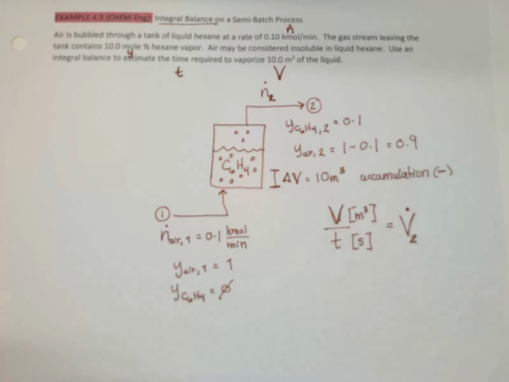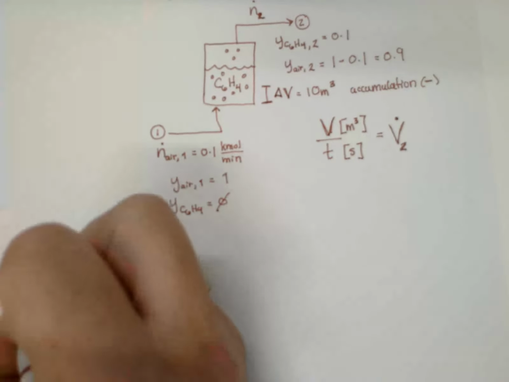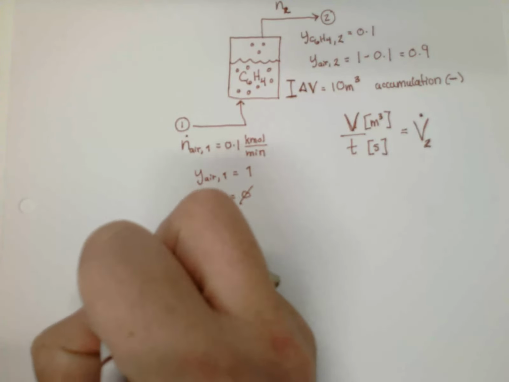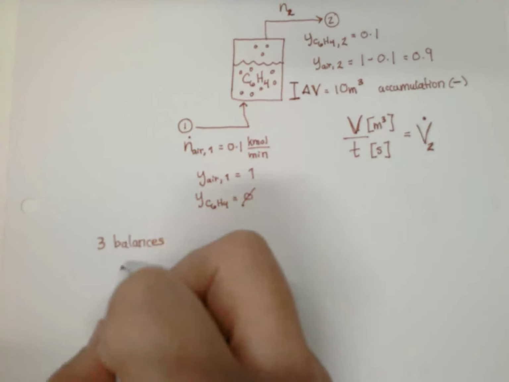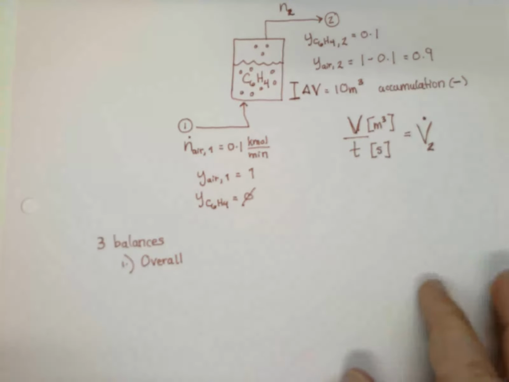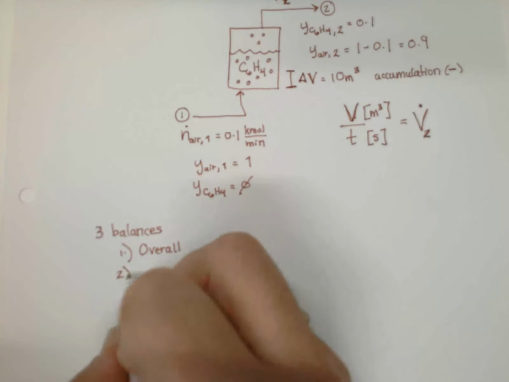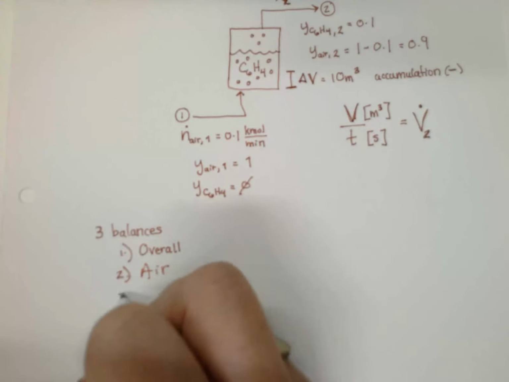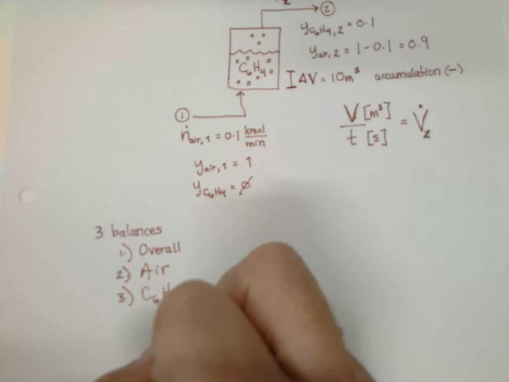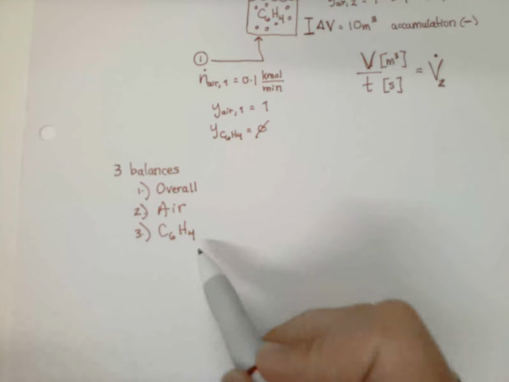Okay? So to finish setting up this problem, let's think about what balances we could write. So how many balances could we write? Well, there are 3 balances. The first is the one we can always write. It's the overall balance, the whole system. Just the numbers, not the letters. We can also write a balance on air, and we can also write a balance on hexane in our system. Okay, so we can write 3 different balances.